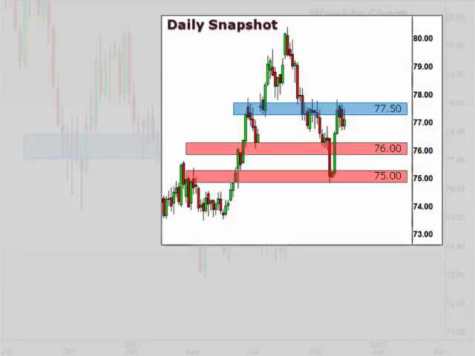Let's take a quick look at the daily chart. The daily chart reflects a near-term support at 76. A break above 77.5 signals a continuation higher.